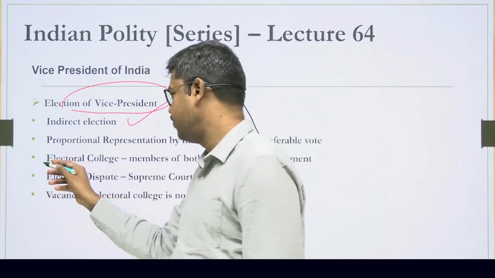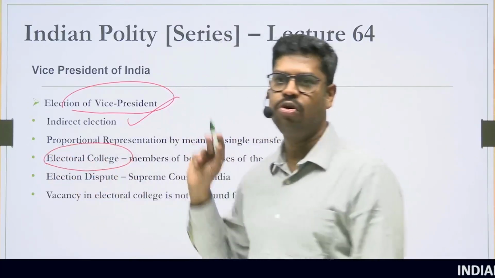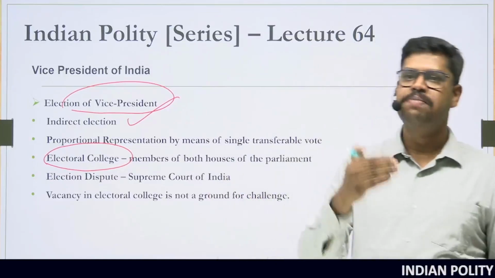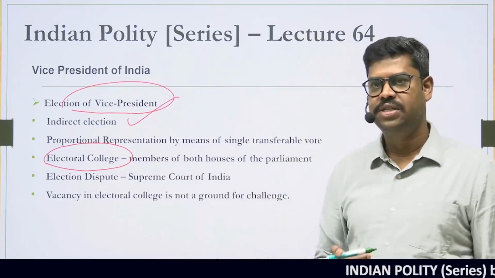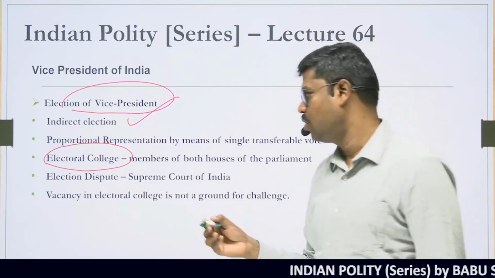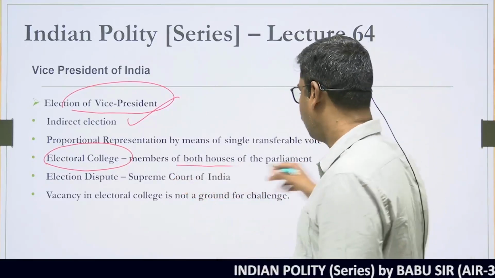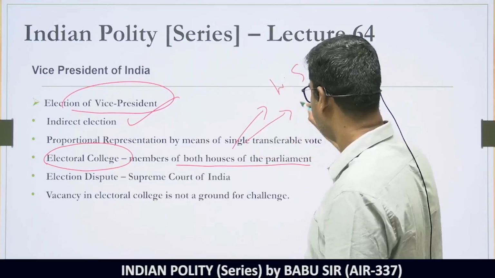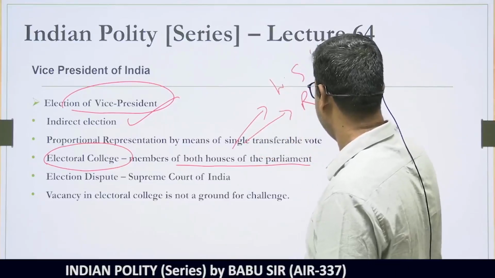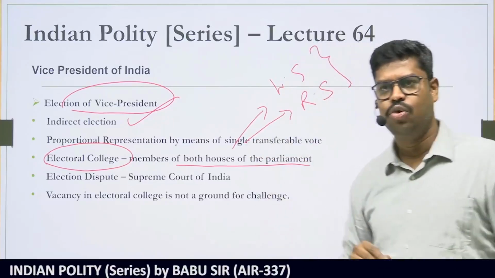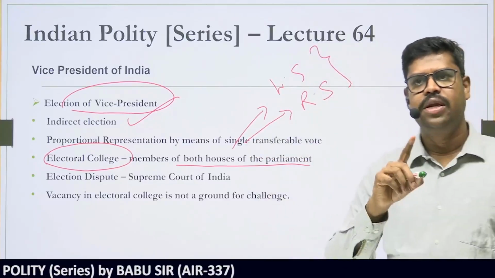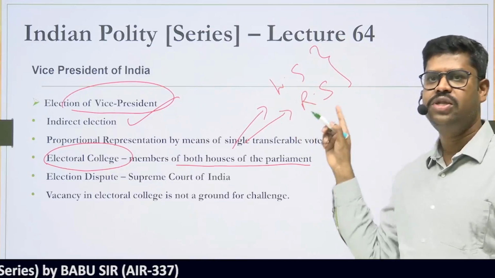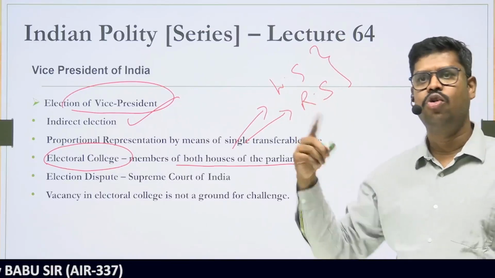So that means wherever there's an indirect election, there's an electoral college. So who is part of the electoral college of the vice president? For the vice president, the electoral college is the members of both the houses of parliament. That is the members of Lok Sabha as well as the members of Rajya Sabha. So whoever is part of the members of Lok Sabha and Rajya Sabha, they will have the right to vote. Now here one thing that you have to notice, here there is no distinction of whether he is an elected member or a nominated member.